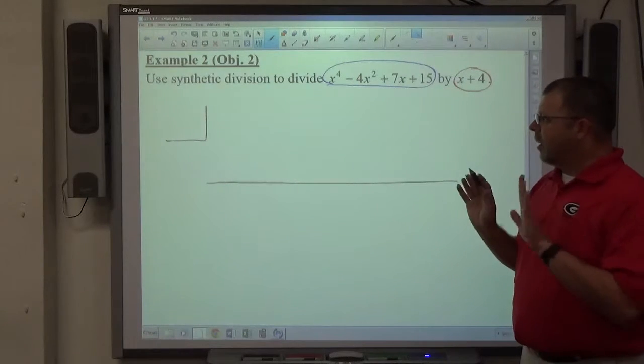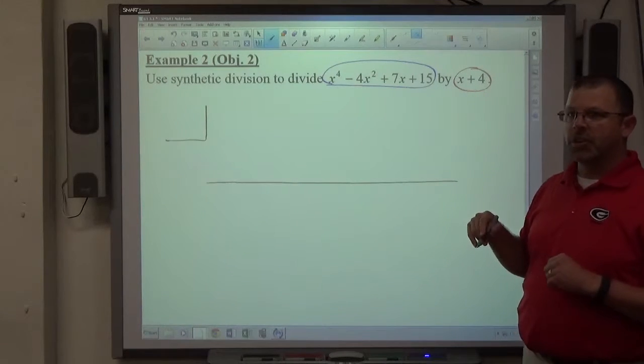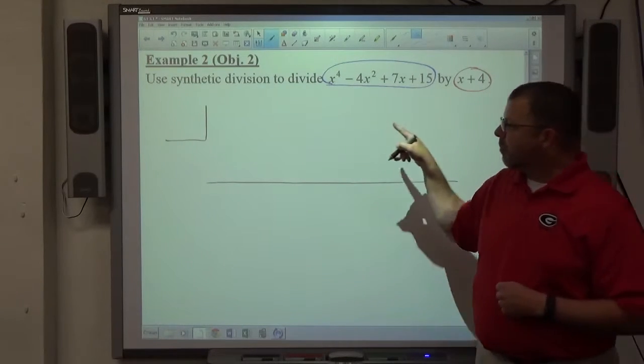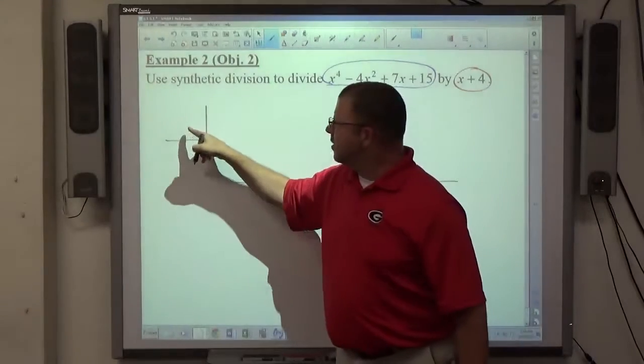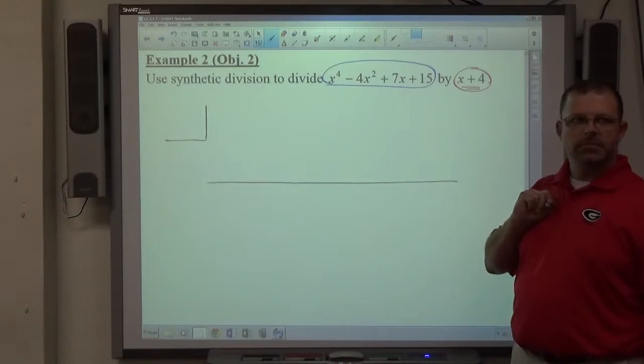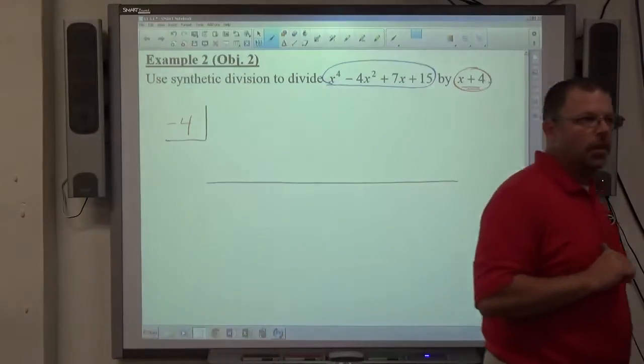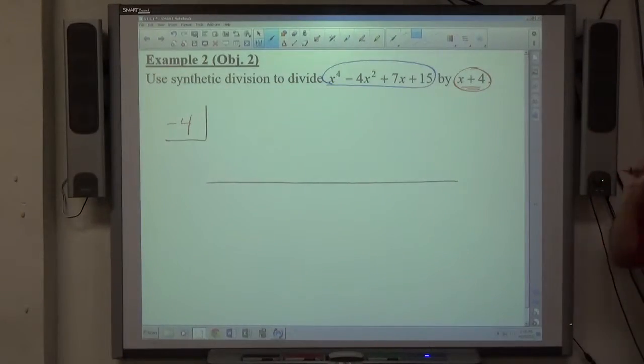There's two things you have to fill out on this before you start actually performing the task of synthetic division. You have to set this up properly. What goes inside this box is whatever makes this equal to 0. Negative 4. Whatever makes the divisor equal to 0 goes in that box.